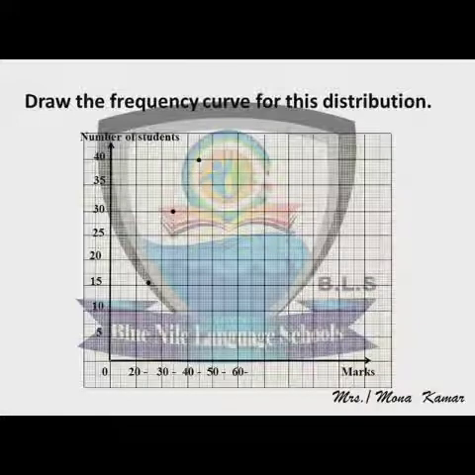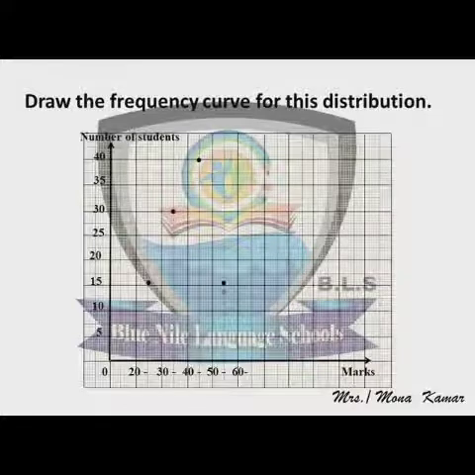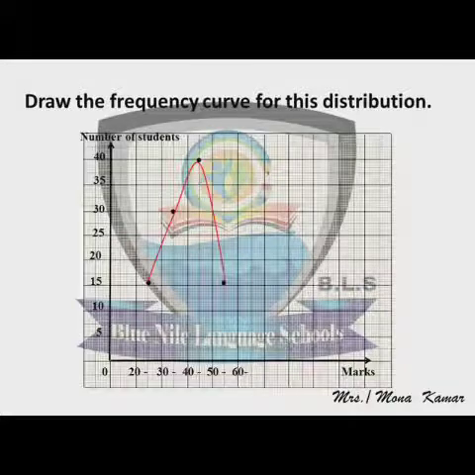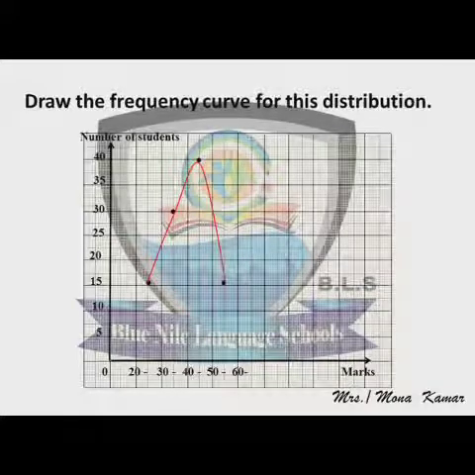And the last set, 50 and more, is from 50 to 60, so its center will be 55. From 55, raise to 15 and put the point. Now, connect the points with a curve, not line segments. Don't use the ruler. Draw the curve with your hand. So the curve will be like that.